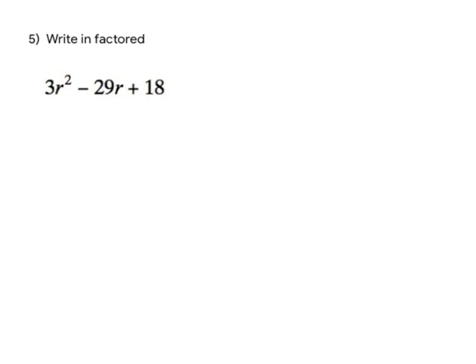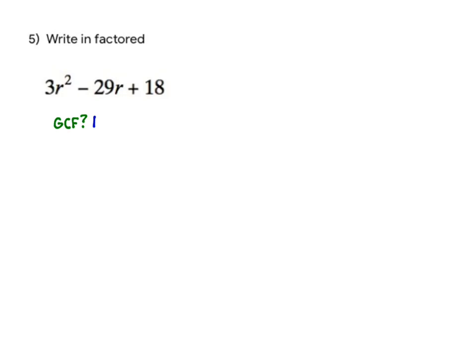For number 5, we're going to be going in reverse. We're asked to factor this trinomial. So our goal is to make it look like we have two binomials that are multiplying together. So remember, the first thing we do when we factor, we look for a GCF. In this case, the GCF is 1. So there's nothing that we do with the GCF. If the GCF is 1, then we move on to the next step.